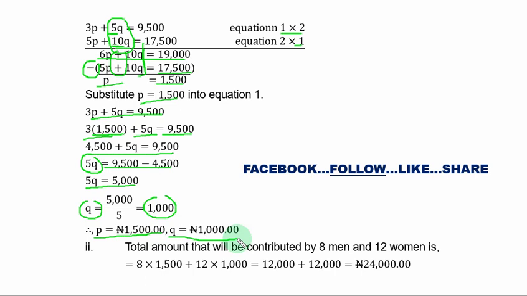Roman figure 2, the total amount that will be contributed by 8 men and 12 women is, you have 8 times the amount contributed by men each. That is 8 times 1,500 plus 12 times the amount contributed by women each. That simplifies to 12,000 plus 12,000, and that is 24,000 naira.